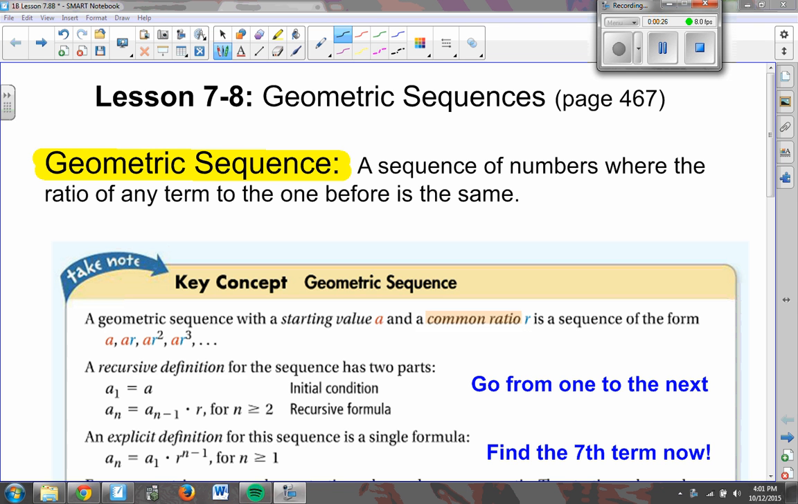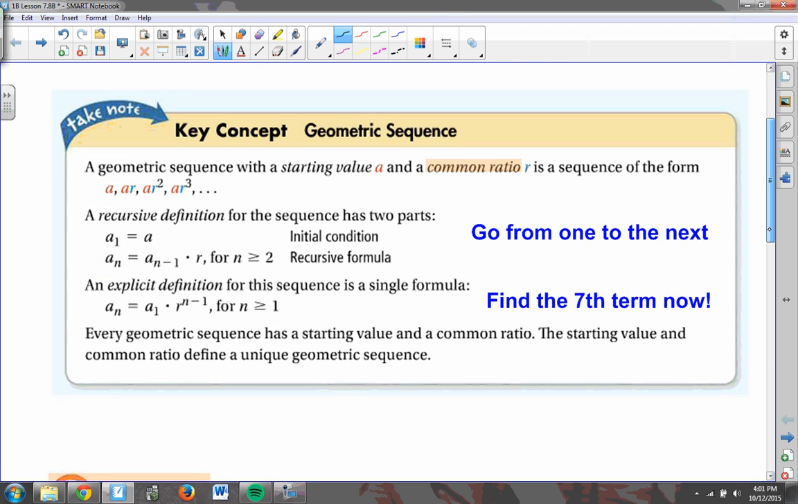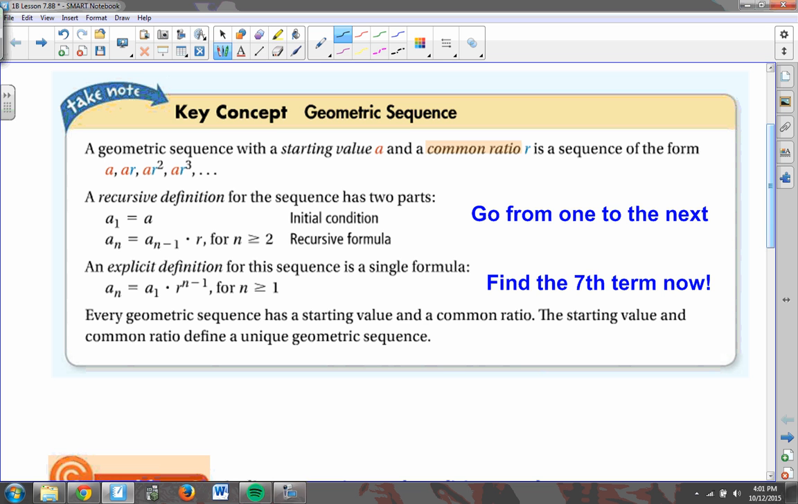So in the last video we looked at what is a geometric sequence. How do we find them? How do we define them? And now we're going to look at how do we write a formula for them. All right. So we have two different formulas which you can find in this key concept box on page 467.